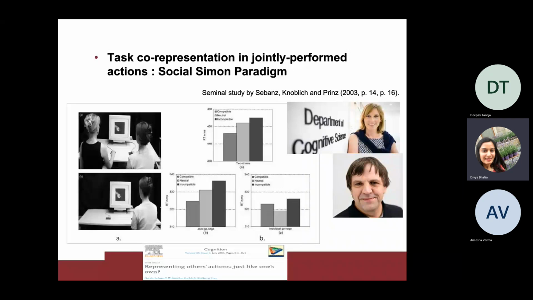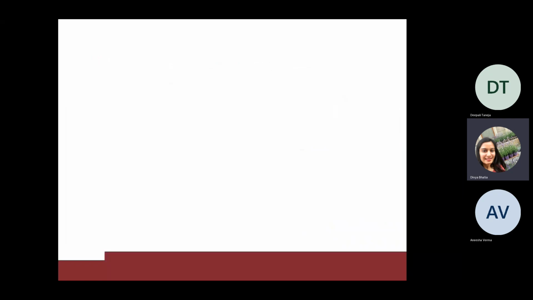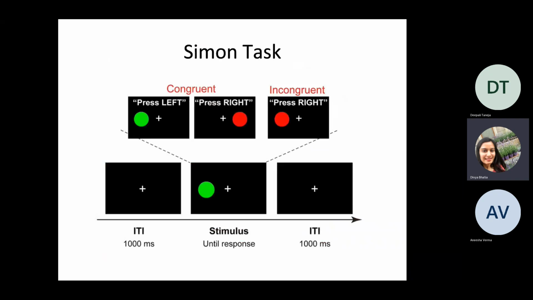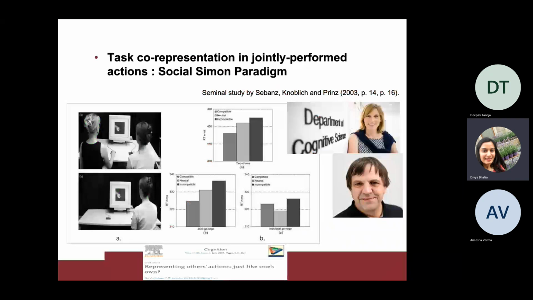Okay, so this was it. The last one is the individual go-no-go condition. So they had a control condition. I can talk about it later on if you like.